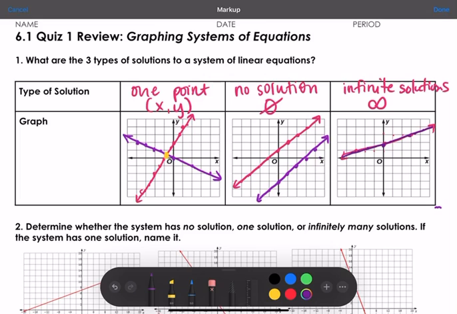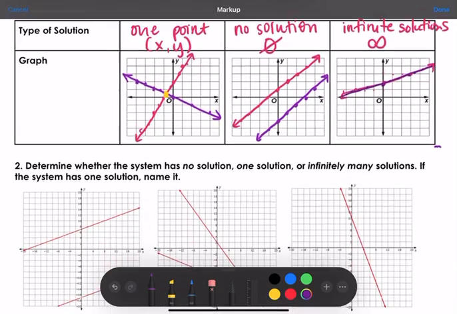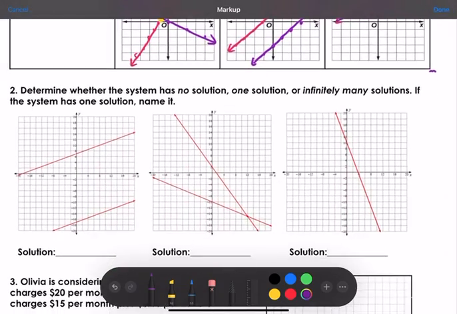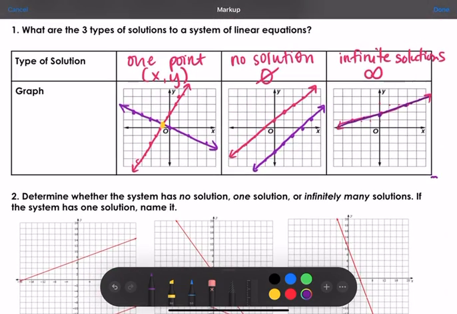Okay, someone asked, is this exact question going to be on the test? Not this exact question, but you will be expected to provide examples of a 1-point, no solution, and infinite solutions situation, where you're kind of making up the graph or the equation. So just make sure you know how to do that and what they look like.